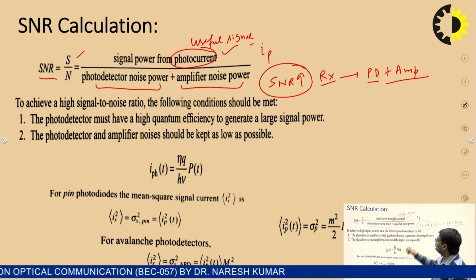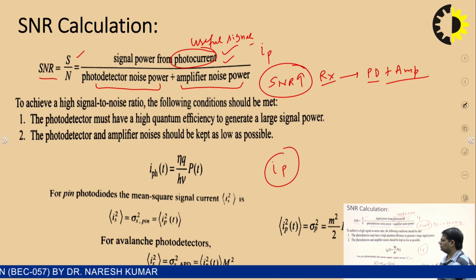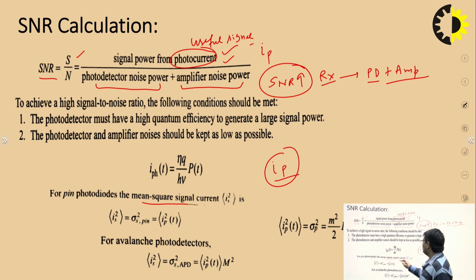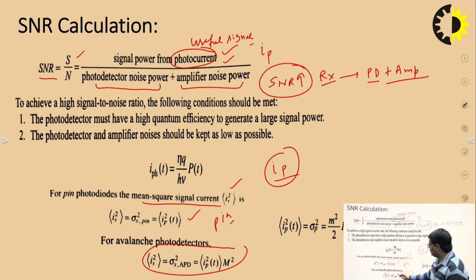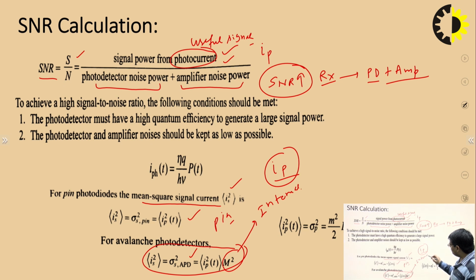First of all, we have to calculate the signal power corresponding to the photocurrent. The photocurrent is IP, so the power corresponding to the photocurrent or useful signal is given by this. We have the power given by the mean square of the signal current. This is the signal power corresponding to the PIN photodiode. This is the signal power corresponding to APD. We know that in the case of APD, we have the additional factor of M, the internal gain.